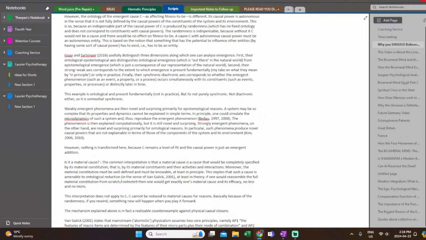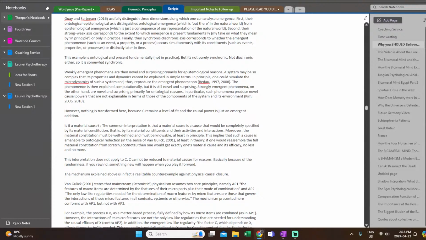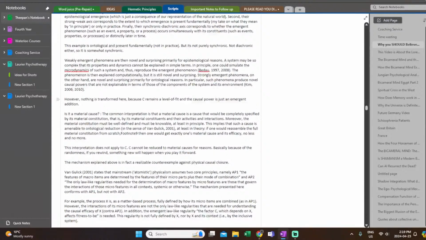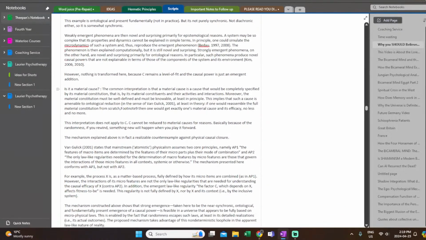Okay, so where were we? However, nothing is transformed here because C remains a level of fit, and the causal power is just an emergent addition. Just more description of what C is. Is it a material cause? So I asked this question, and then he answered it. He didn't. He posed the question in the paper, and then I wrote this question here to summarize the question and the discussion.